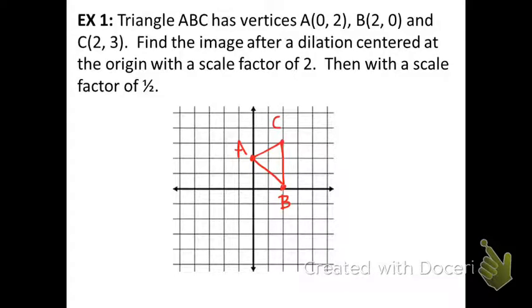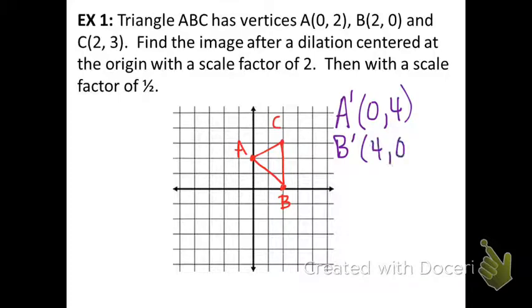So here it says triangle ABC has vertices A, B, and C. Find the image after a dilation centered at the origin with a scale factor of 2. I've already drawn the triangle here, and with a scale factor of 2, you're going to multiply each of the coordinates by 2. So my new A prime, when I multiply those by 2, it's still 0, but 2 times 2 gives us 4. For B prime, we get 4, 0. And for C prime, we get 4, 6.